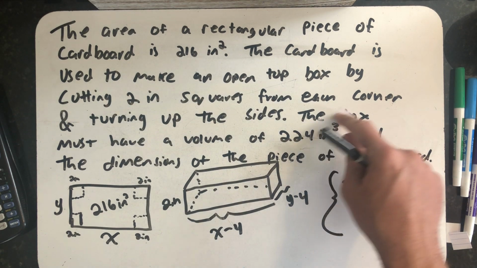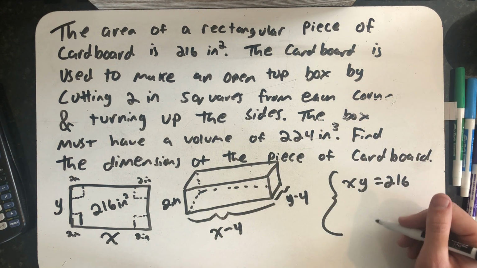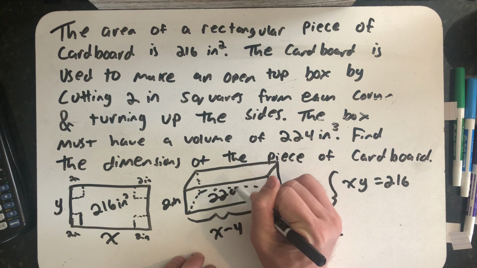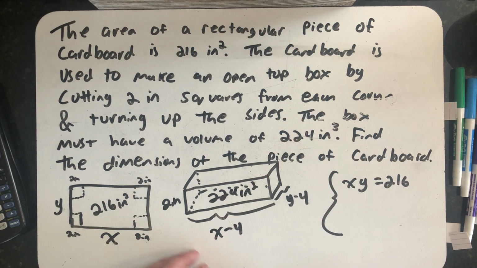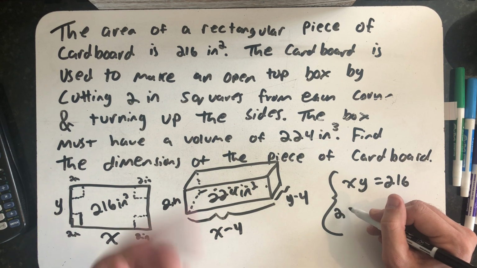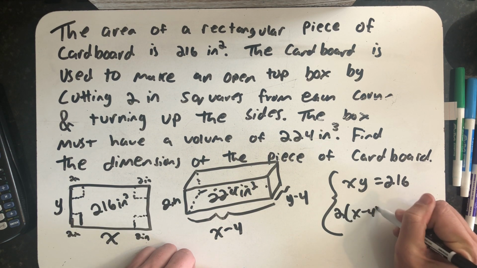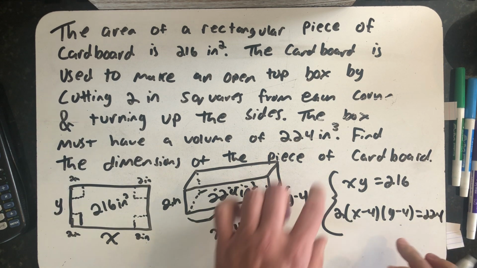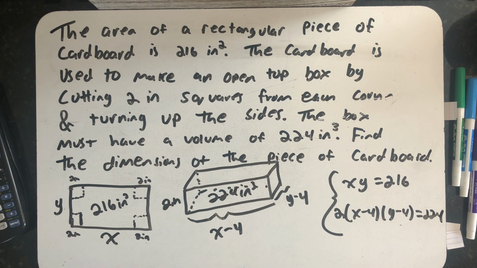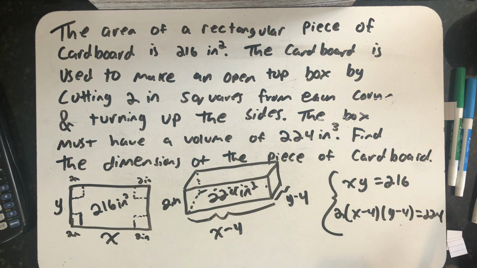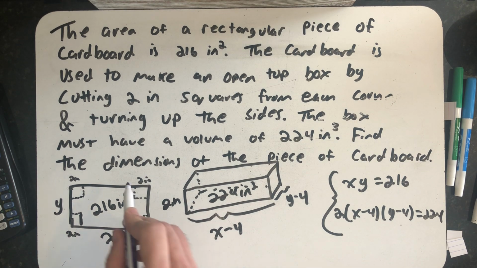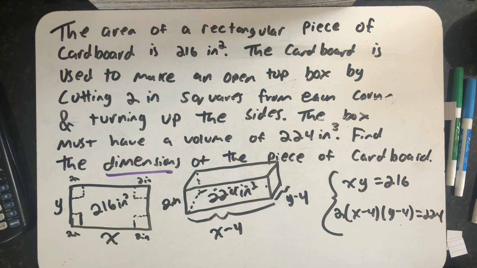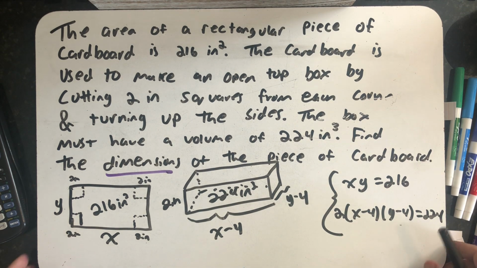And then I know something about the volume I'm supposed to end up with. The volume is supposed to be 224 cubic inches. So length times width times height is supposed to be 224. So 2 inches is the height, times X minus 4, times Y minus 4, equals 224. And now I have a system of equations in two variables that hopefully we can solve to find X and Y, the dimensions of the original piece of cardboard that we're asked to find. So let's rewrite the system of equations and just try to solve it.